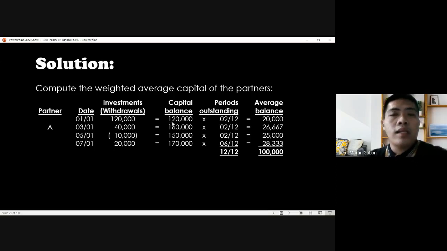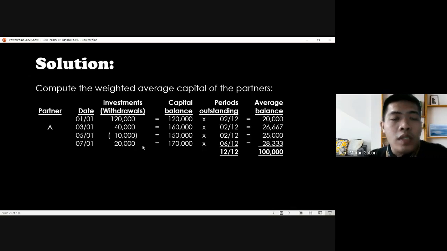So to have it as average, naging outstanding yung 120,000 na yan before nagkaroon ng investment ng 40,000 sa March 1. Okay? So from January 1 to March 1, it is good for 2 months. Naging outstanding ang 120,000 na capital balance for 2 months. So times 2 over 12, we have an average of 20,000.